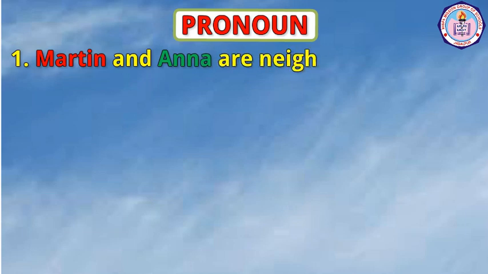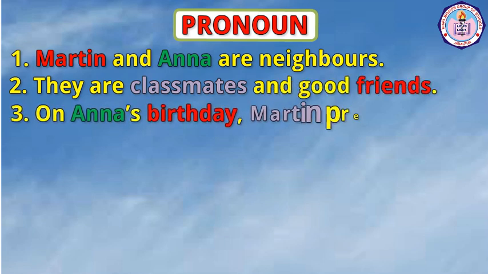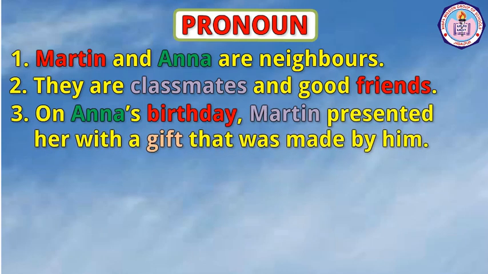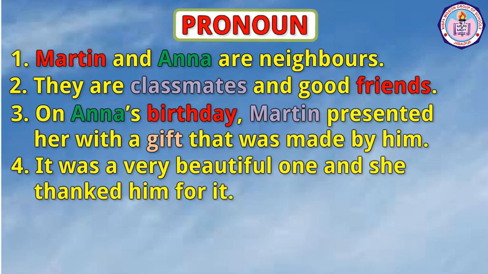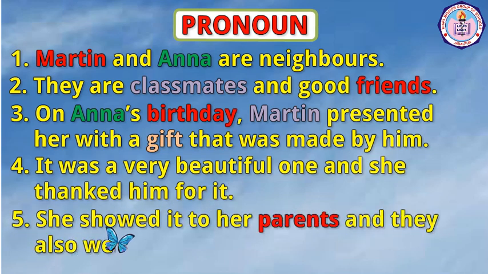1. Martin and Anna are neighbors. 2. They are classmates and good friends. 3. On Anna's birthday, Martin presented her with a gift that was made by him. 4. It was a very beautiful one and she thanked him for it. 5. She showed it to her parents and they also were very happy.